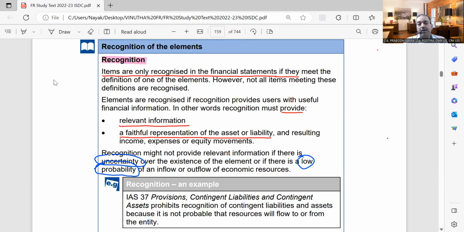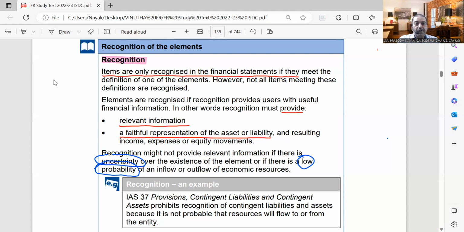Now, what do we mean by the concept recognition? Recognition means that we are going to include it in the financial statements. If I say that I'm going to recognize this in the financial statement, it means that I'm going to include it in the financial statements. For including anything in the financial statements, there are certain rules and regulations. The first thing we have to know is that items are only recognized in the financial statements if they meet the definitions of the 5 elements that we have discussed in the last session.